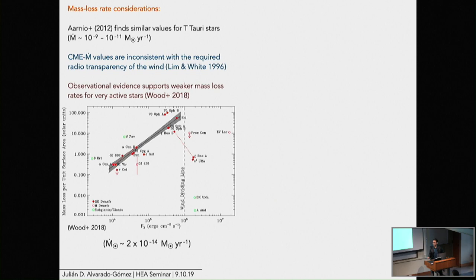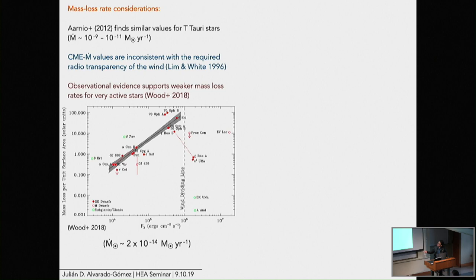This is a plot from Ryan Wood and collaborators. This is plotting mass loss as a function of X-ray activity, which is a proxy for magnetic activity. Our sun is here with one and a given X-ray flux. And you can see known stars such as Proxima Centauri and EV Lac. These are very active M-dwarfs. And you see that mass loss can reach up to 100 times the solar value. But you don't reach the numbers that are plotted here, which are about 4, maybe 5 orders of magnitude above the solar one.